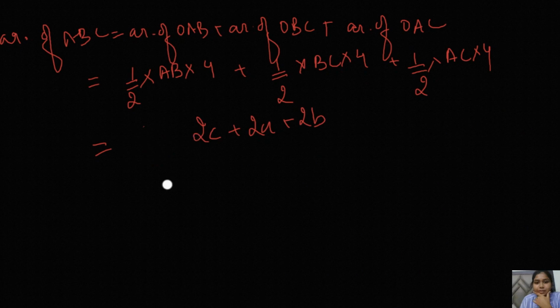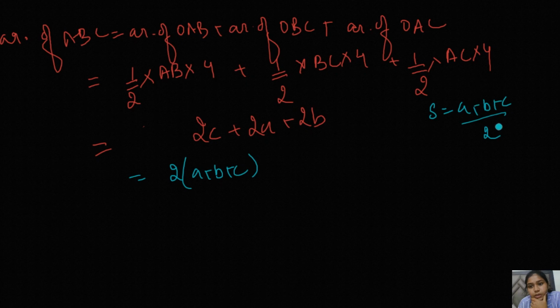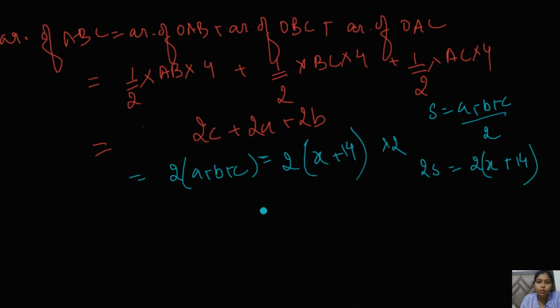So we can just write it like this, and we can take 2 as a common term, and we can write A plus B plus C. Now we know that S is equal to A plus B plus C by 2 by Heron's formula. So A plus B plus C is equal to 2S. So it is 2 into X plus 14, right? So we can write it as 2 into X plus 14, and the 2 is already present here, so multiplied by 2, it will be 4x plus 14.